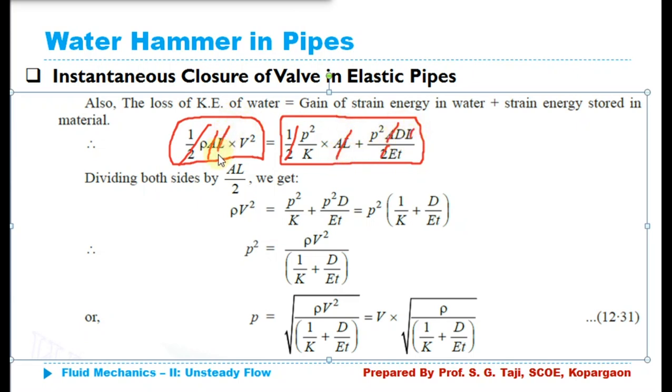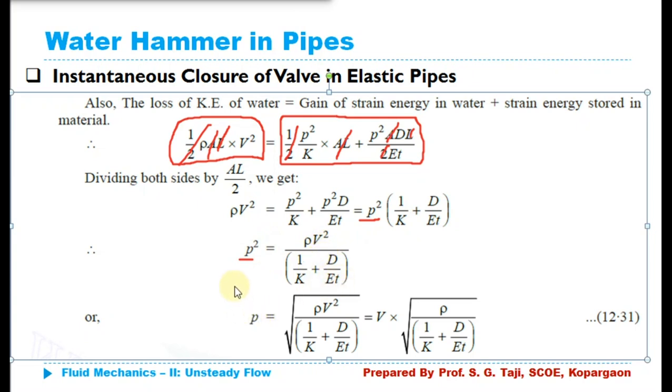So what I am getting here is density multiplied by V square equal to P square upon K plus P square D divided by ET. By taking P square as common, because we want to derive the expression in terms of P, we get P square in brackets 1 upon K plus D upon ET. So I am writing this equation in terms of P. Here, P square is equal to rho V square upon 1 upon K plus D upon ET.